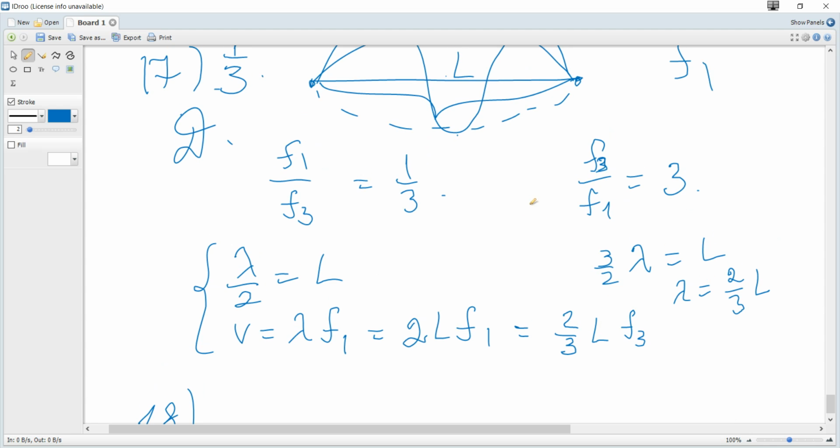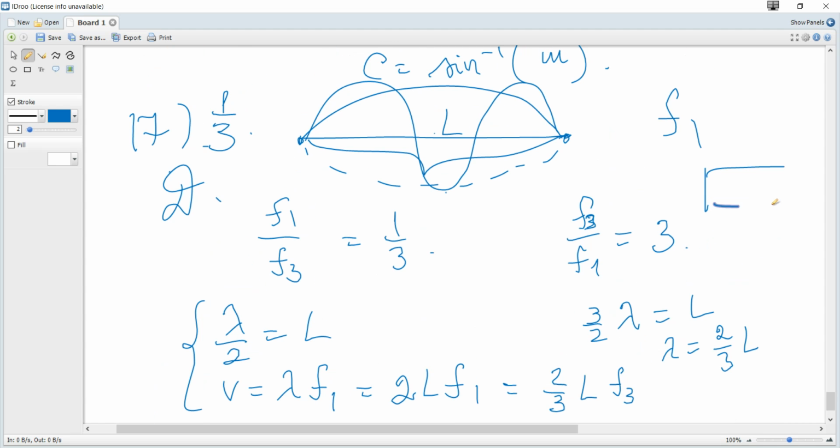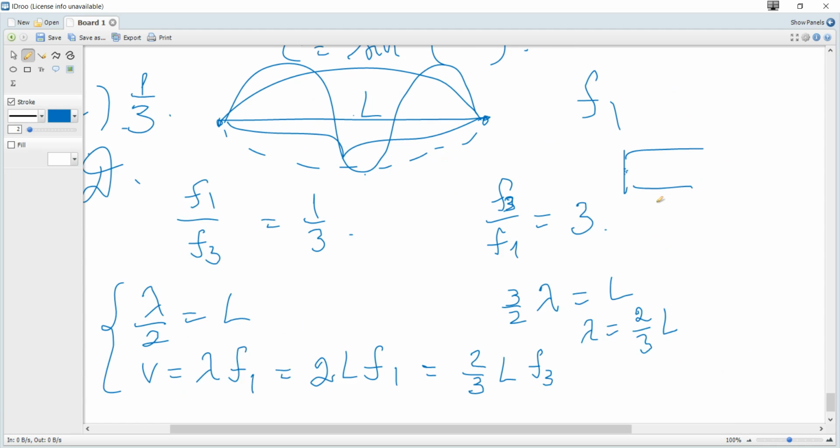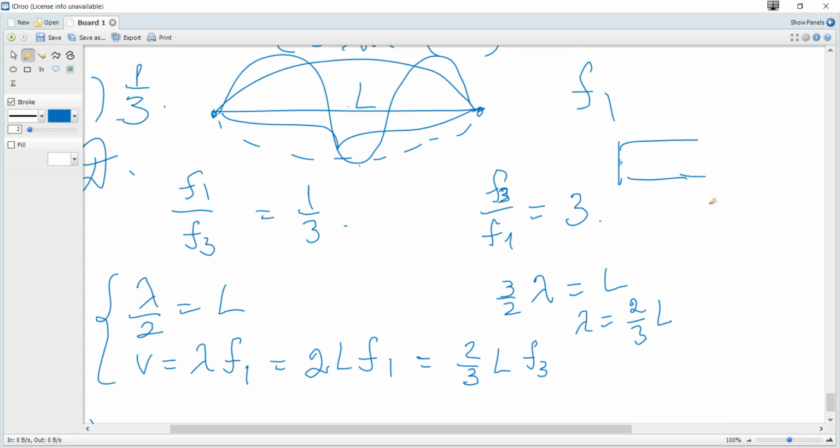And remember that if it's open-closed, the possible frequencies are F1, F3, so the second possible frequency is denoted as F3, and it's called the third harmonic, not the second, because of the definition: the number of the harmonic is a ratio of the nth harmonic and the first harmonic.